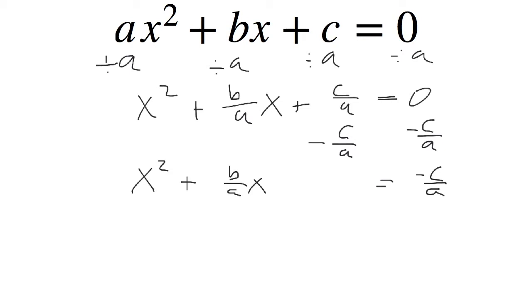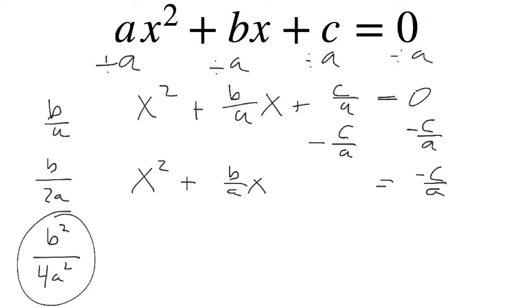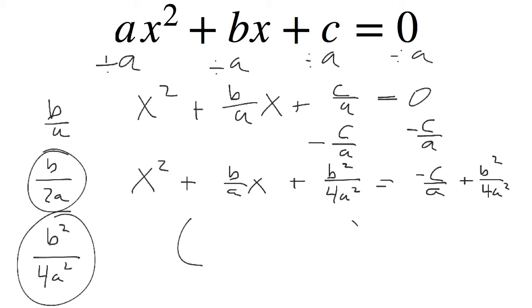What are we going to fill that little space with? b over a divided by 2, and that's the same thing as multiply by 1/2. b over 2a, and then when you square it, you get b squared over 4a squared. So this b squared over 4a squared is what we're going to add to both sides. And then the b over 2a is going to be what we have inside the parentheses.